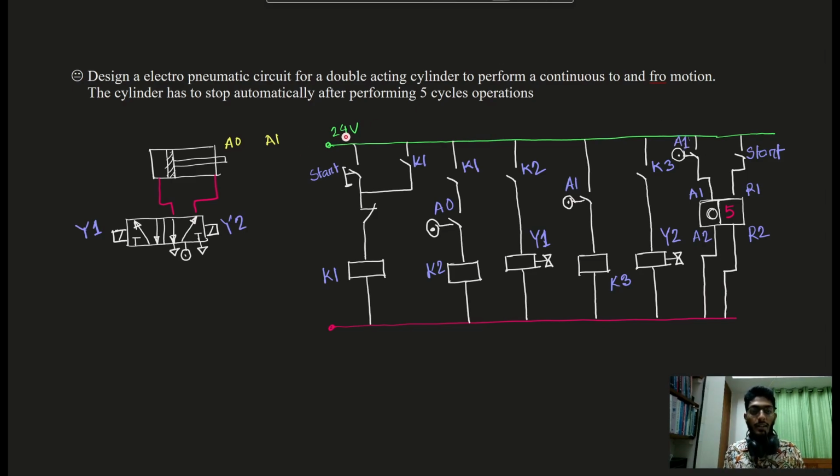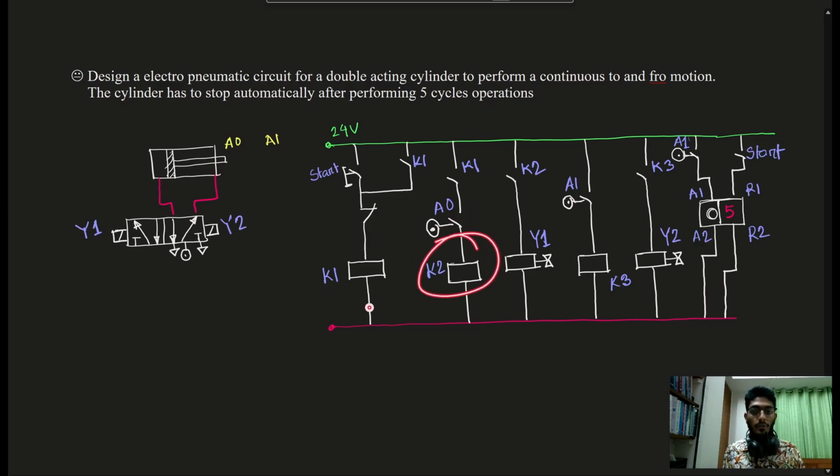So as I was explaining, at A1 position, this limit switch closes, K3 energizes, Y2 energizes, and the cylinder is starting to retract. But at the same time, this contact also closes because it is sensing the A1 position. So a signal is flowing to the A1 A2 coil of the counter, and this 5 becomes 4, and the cylinder retracts.